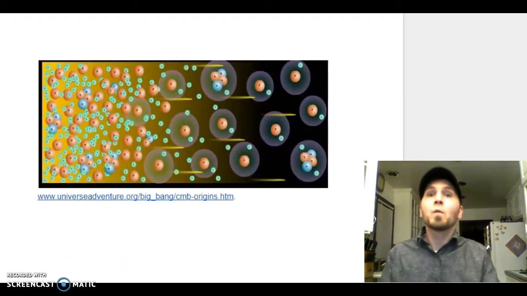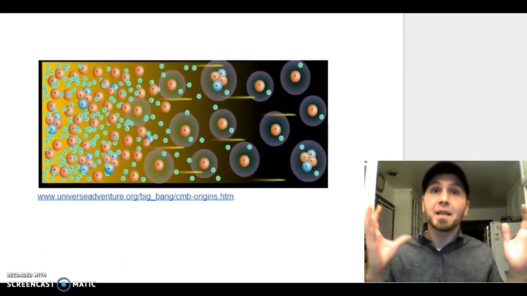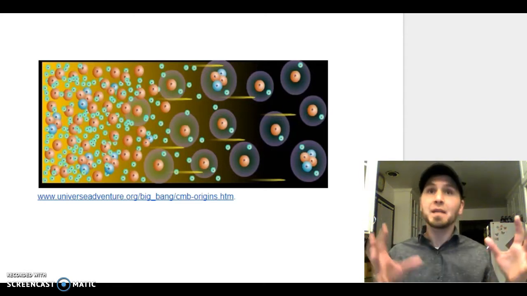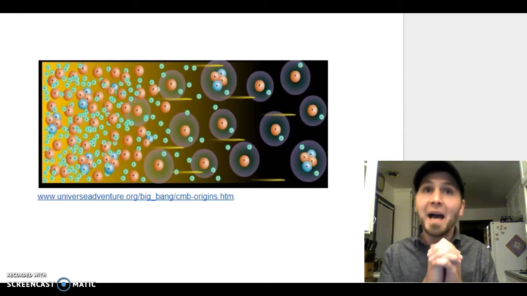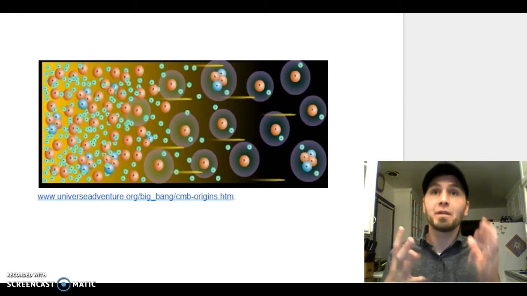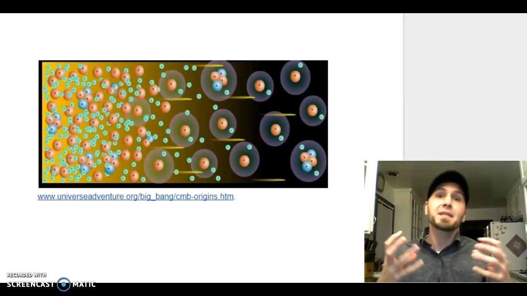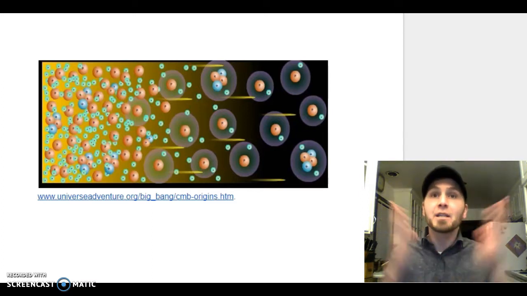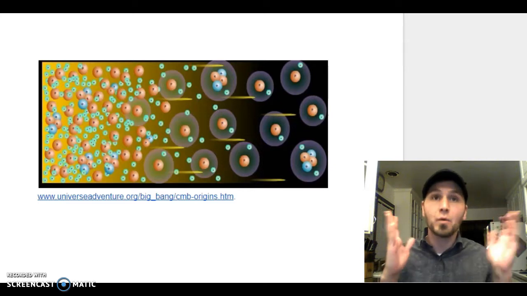So what happened was, as the universe expanded, this particle soup began to cool off, and as it cooled off, it began to allow these particles to combine and form atoms, which then allowed for the formation of hydrogen. This basically means that all those photons no longer had anything in their way, and they were free to shoot out through the distance of the known universe.